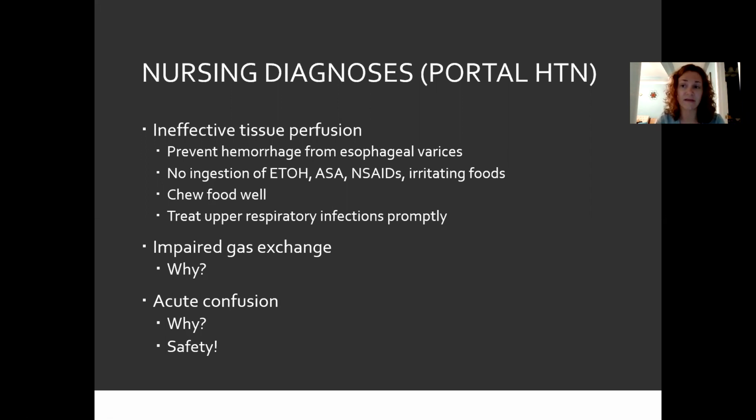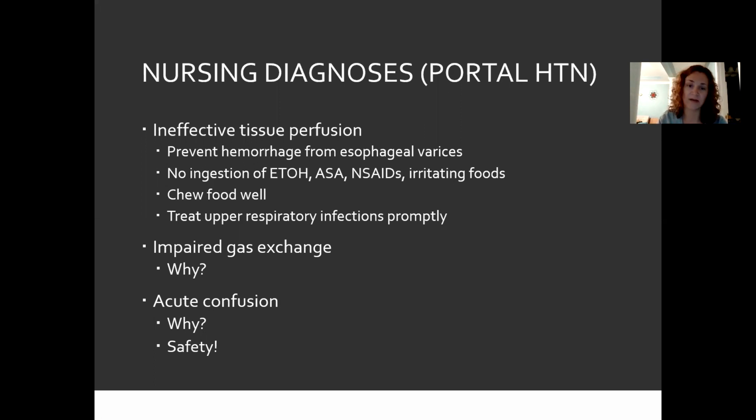Safety is a huge thing. They are definitely going to be a falls risk. They're completely out of it. They don't know what's going on. They're going to keep trying to get out of bed. So all of your nursing management techniques for patients who are a falls risk, what do we do for them? Well, we put the fall socks on them, the non-skid socks. We keep their rails up.